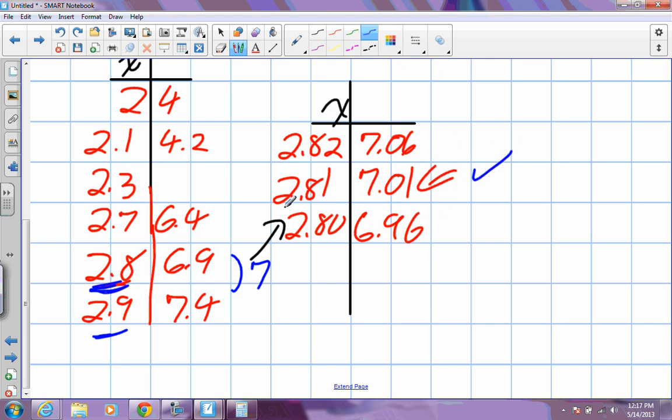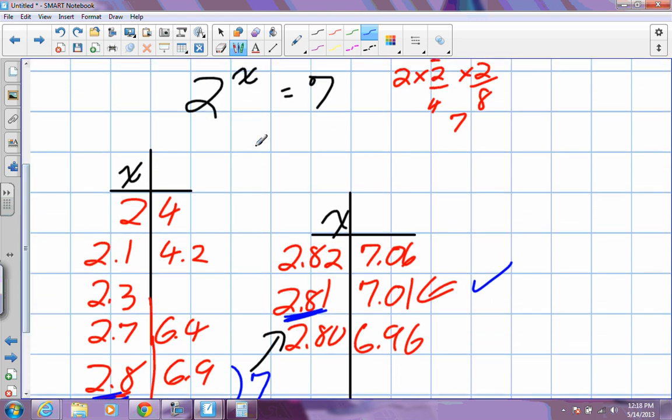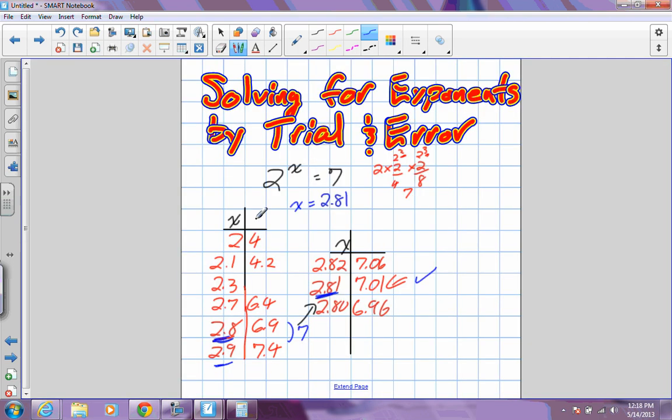So our x value in the end is equal to 2.81 to 2 decimal places. So this is a trial and error method, and it really depends on how many decimals we want to be accurate to. If it was just 1 decimal place, 2.8 would be good. If it's 2 decimal places, 2.81, and if it's 3, we can get even closer with another value. But again, this is all a trial and error method.